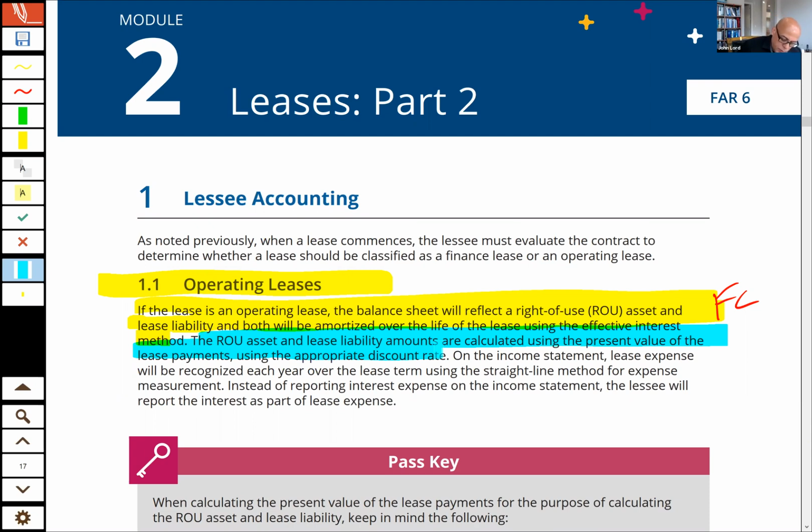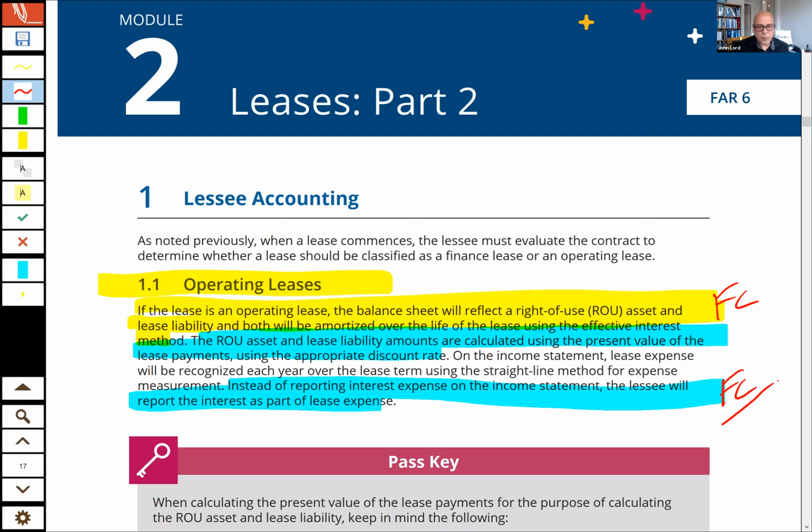Now you come over and you take a look at this last sentence. Instead of reporting interest expense on the income statement, we will report the interest as part of the lease expense. So you'll be able to see that there is an interest component to this, but we call the entire amount lease expense when we're talking about, of course, an operating lease here, okay?